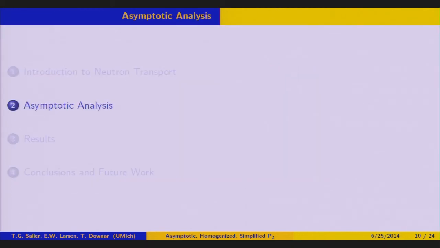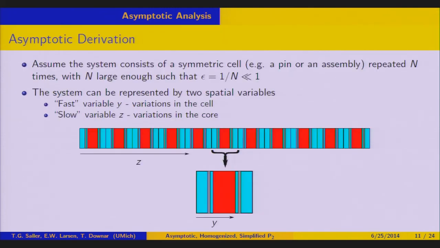Okay, so the asymptotic analysis. This is the math, but there's not going to be much math. So the general idea in the asymptotic analysis is that you have a single unit cell. So this would be just like a reactor pin. And it's repeated a bunch of times, n times, with n large enough such that 1 over n is a very small number, epsilon. If we have this, then we can assume that our angular flux is a function of two separate spatial variables. The fast one, y, which refers to variations in a pin, and then the slow one, z, which would be variations over the entire core.